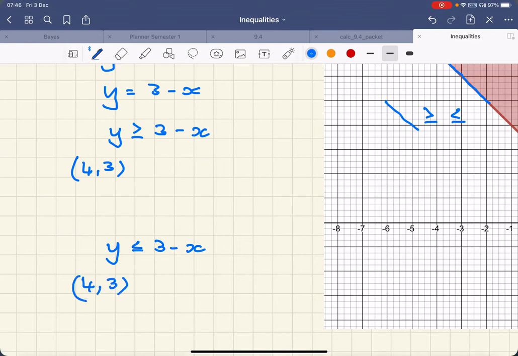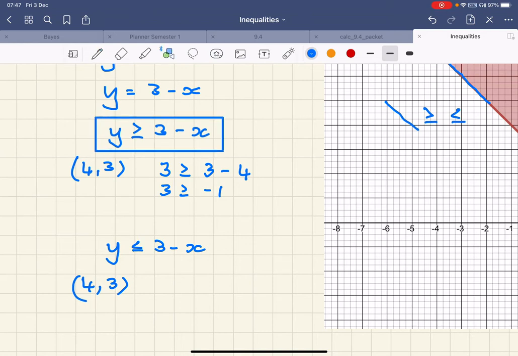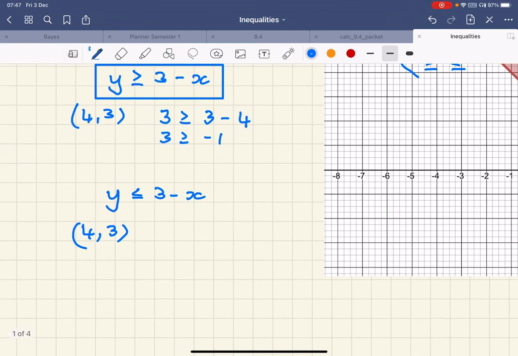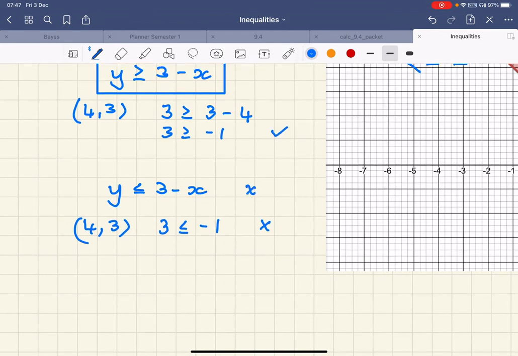So if I put it into here, I see that y is 3, and this will be 3 take away 4. So obviously 3 is greater than -1, so I should stop here and say this is the inequality that I want. However, I'm just going to show you that if I use the wrong inequality, obviously this is going to be incorrect. So 3 for the y less than 3 take away 4 is -1. This statement is not true, so we don't want this.